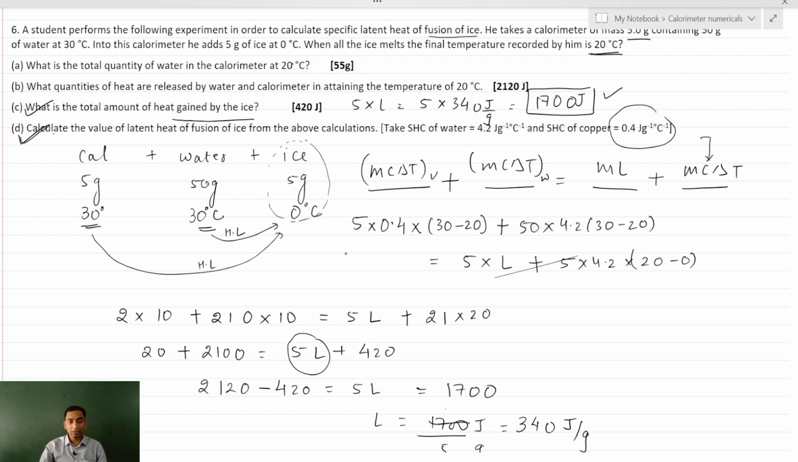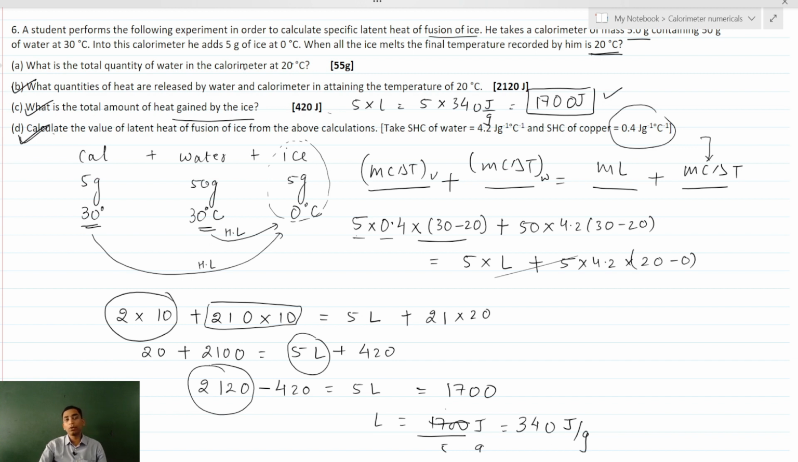So the amount of heat released by the vessel is 20, because it is pretty much clear, 5 into MC delta T. So that is 20. And then heat lost by the water, that is 2100, and the total heat lost will be equal to 2120, as I have already mentioned over here. So this is the B part.